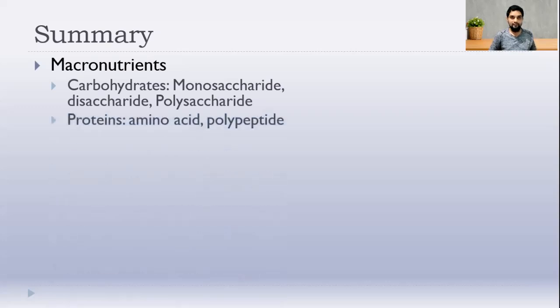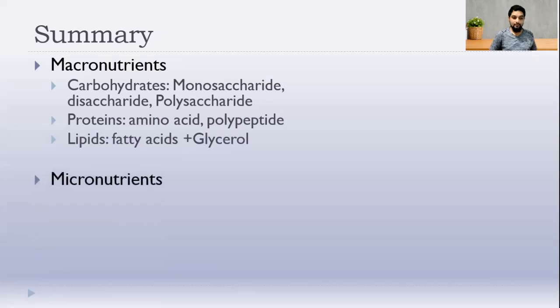Another macronutrient that we looked at was protein. The simplest unit of the protein is called amino acids. Long chains of these amino acids, we call them polypeptides. We then look at lipids. Lipids are made of fatty acids. We have 3 fatty acids attached to a glycerol.